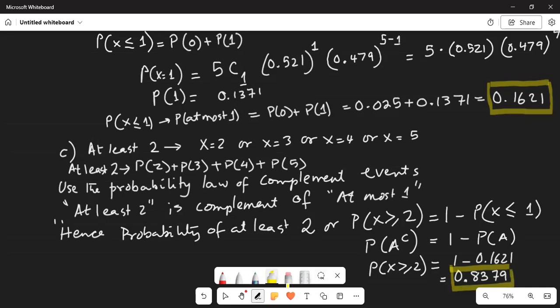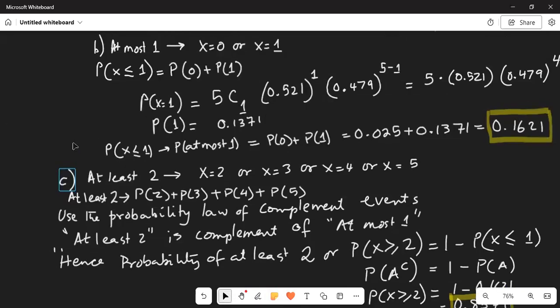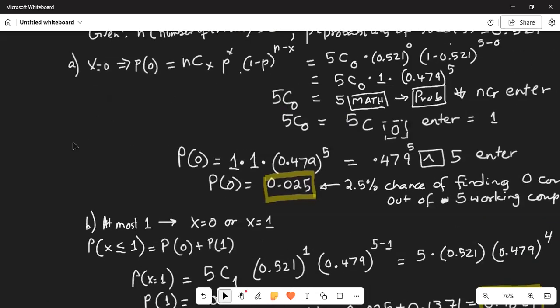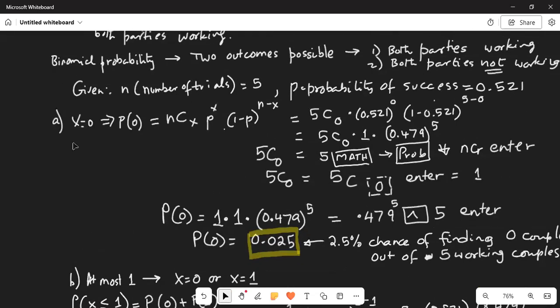Okay. So let me give you some hint at what we did. Basically, the first part was none of the couples selected have both parties working. That means x equal to 0. We use the formula for binomial probability, which is nCx multiplied by probability of success to the power of x times 1 minus probability of success raised to the power of n minus x.